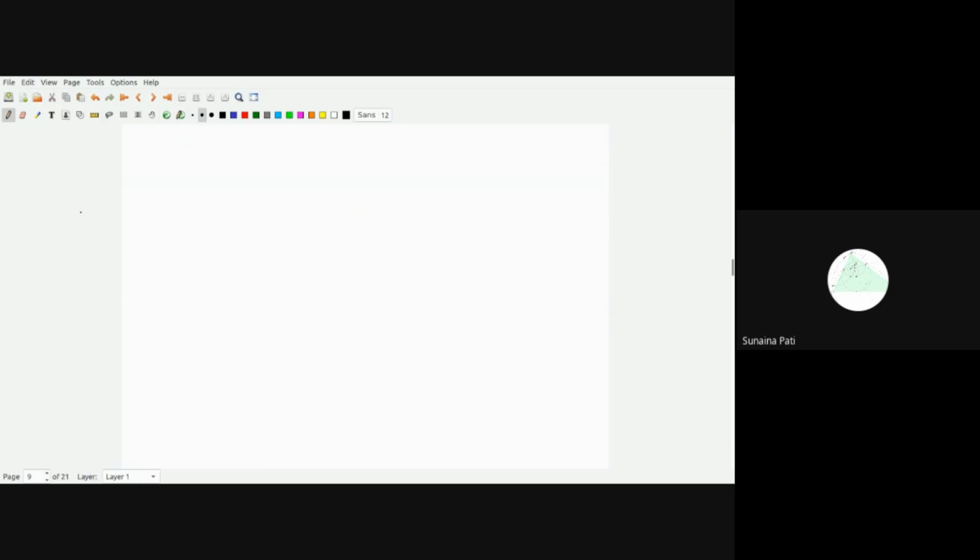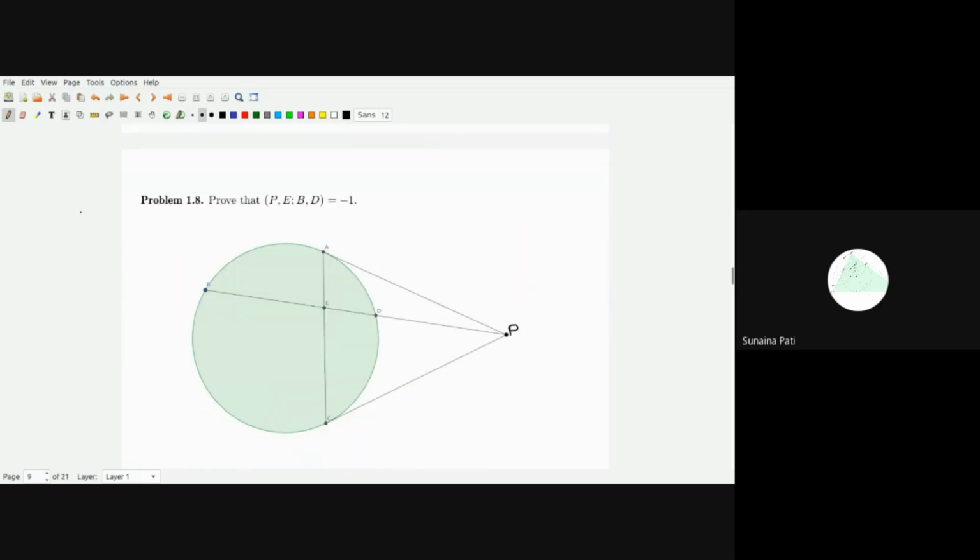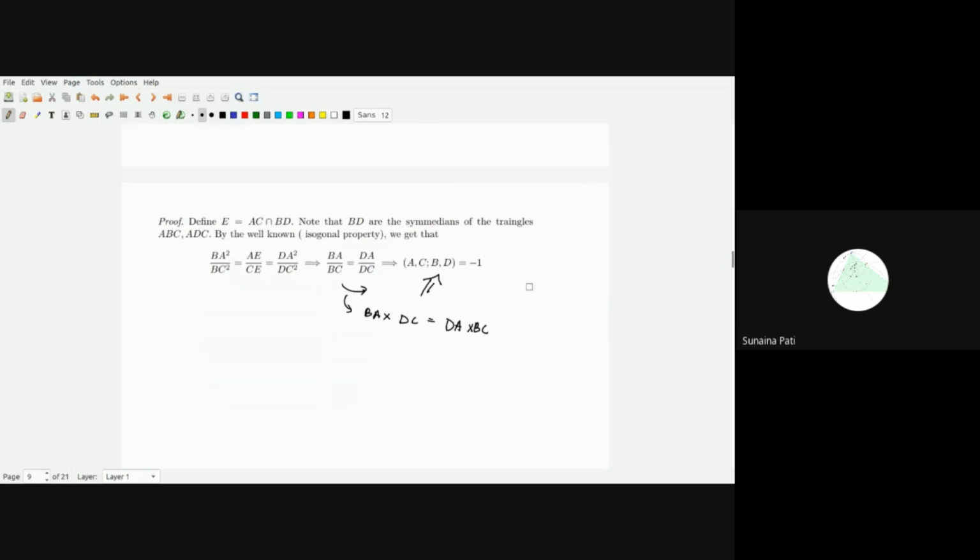Anyways, here's the last problem and we'll be starting the contest problems soon. Oh, by the way, is the proof clear to everyone?